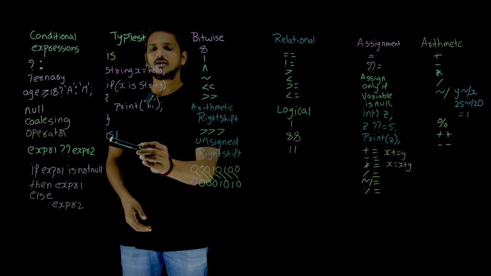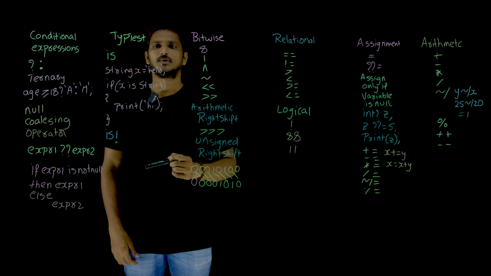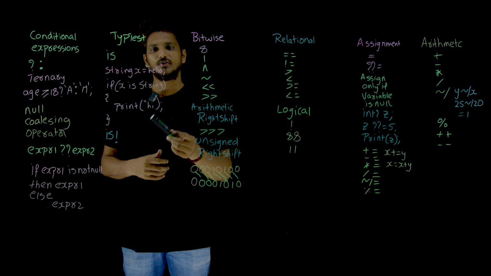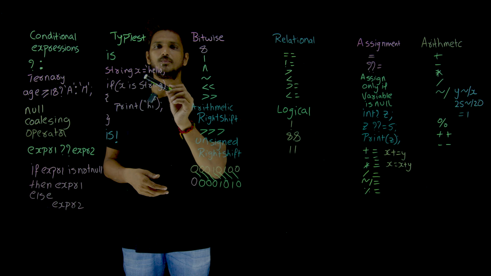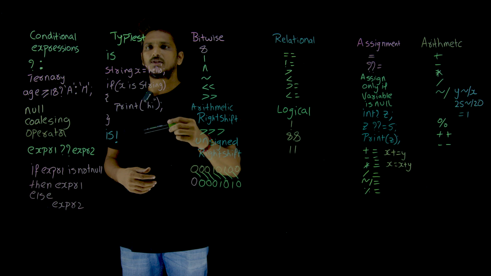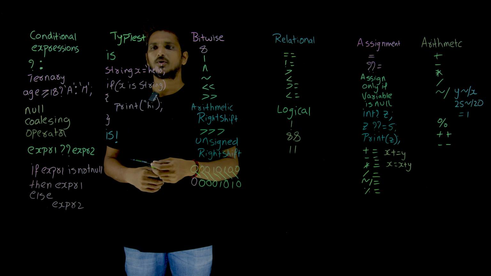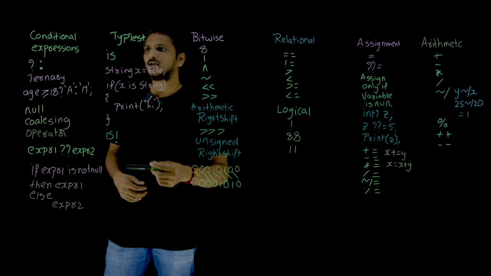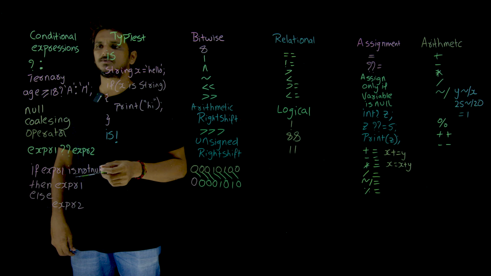Similarly, the opposite is there, is not. Exactly opposite. If it is not, then this value is going to be true. So this is the type test operator available in Dart programming, and the next one is conditional expressions.